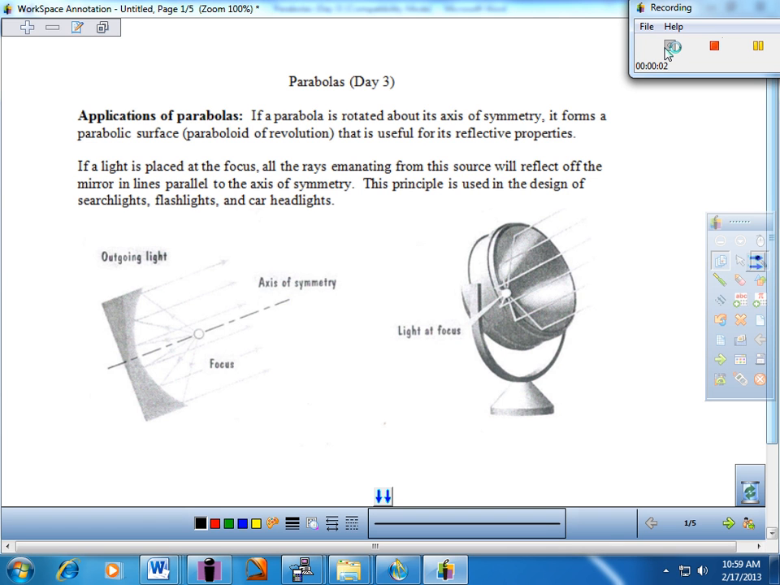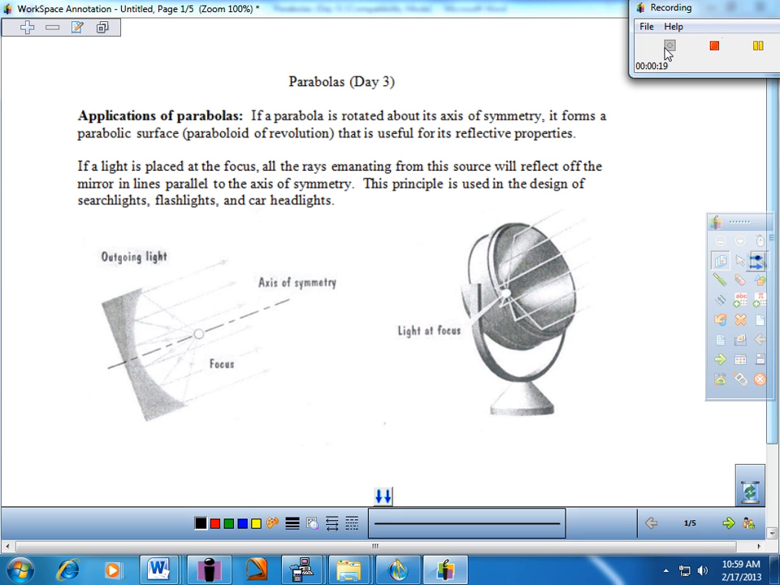Welcome. The title of today's notes worksheet is Parabolas Day 3. This lesson offers us an opportunity to do some applications with parabolas, do some modeling on the coordinate plane, and maybe solve for any variable that is appropriate within the particular problem. So why don't we go ahead and get started here.